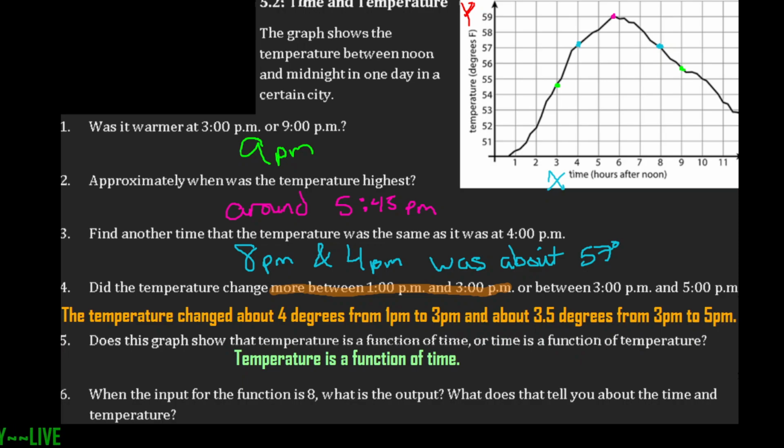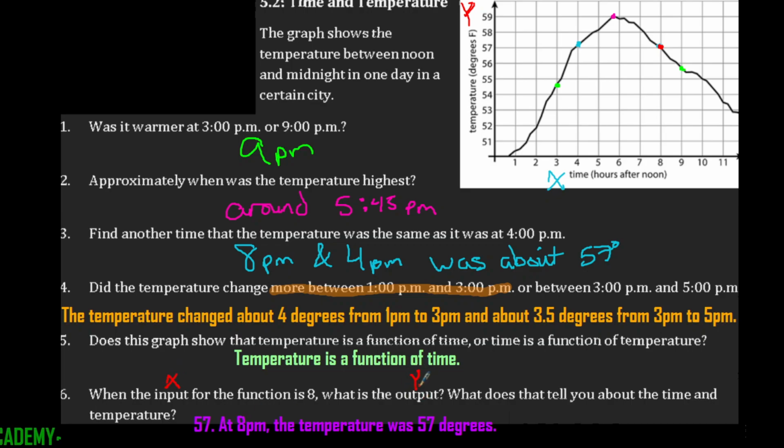And it says for number 6, when the input of the function is 8, meaning at 8 p.m., what is the output? So if I look on the graph, I can plot out that point, and I can say at this point, 8 p.m., like we found before, it was 57 degrees. So make sure you're thinking, again, that input, it's talking about the x value. So when your x is 8, what is your y value?